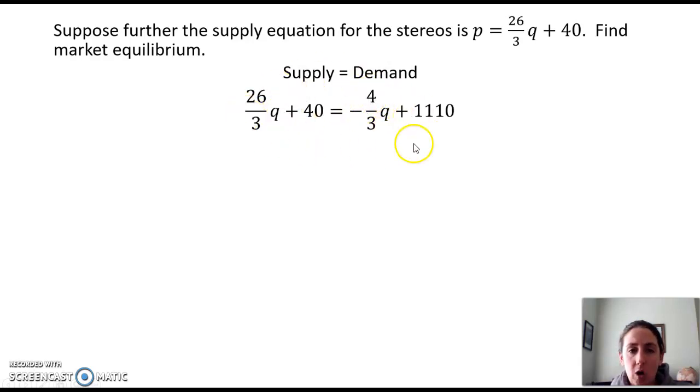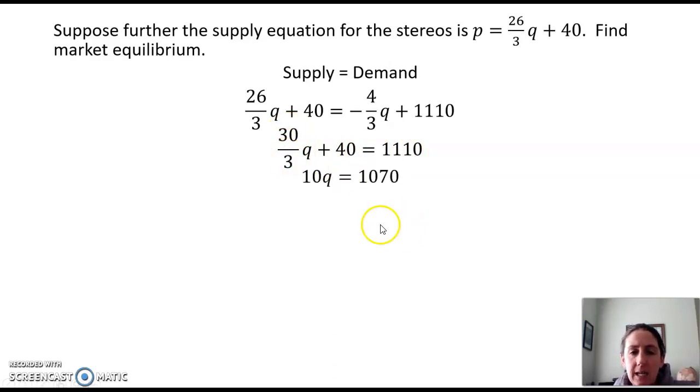All right, so let's solve this equation, a multi-step equation with variables on both sides. I'm going to go ahead and add 4/3 Q to both sides. Notice the denominators are already the same. So 26 plus 4 over 3 gives me 30 over 3 Q, plus 40 equals 1110. Now 30 over 3 gives me 10Q. Subtract 40 from both sides and I get 10Q equals 1070. Divide both sides by 10 and I get that my quantity is 107.